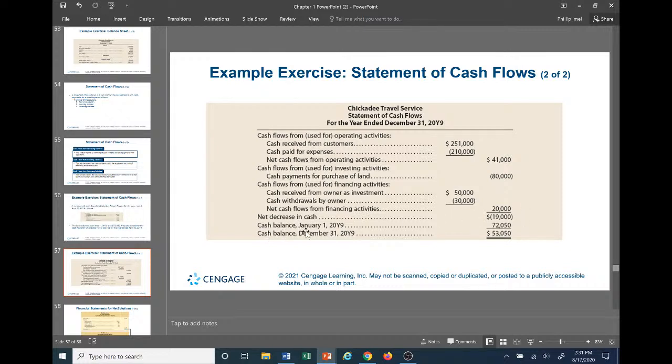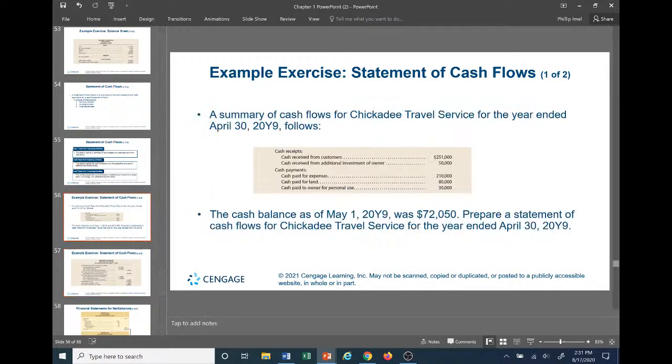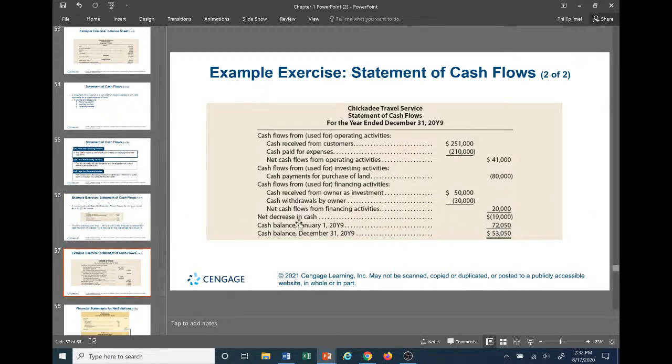Then we have the cash balance January 1, 2009 of $72,050. If you recall, they told us at the end here what it was. That's why that's pertinent as of the beginning of the year. And then we have the cash balance as of December 31st, 2009, $53,050.